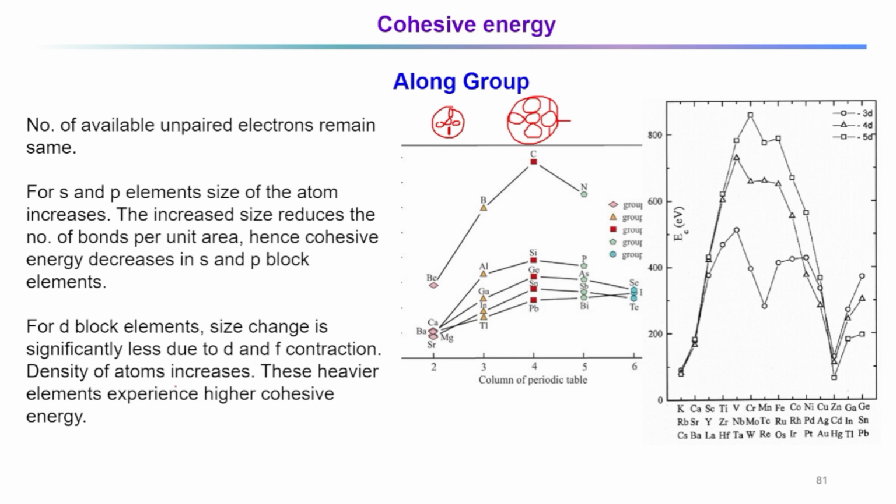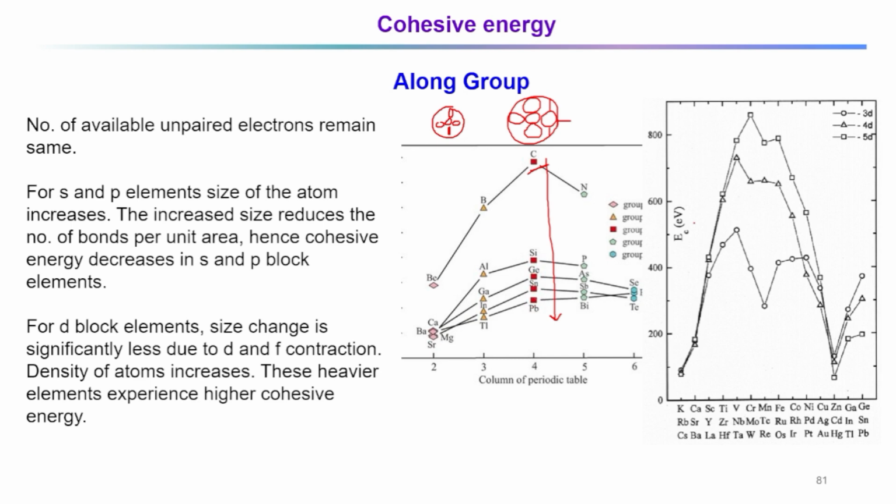So the density of atoms increases. The density of the atom also gets increased, and these heavier elements experience higher cohesive energy. So if you see here, as we go from top to bottom of a group in S and P block elements, we can see the cohesive energy actually decreasing. For carbon, it is maximum, then silicon, germanium, tin, lead, the cohesive energy is decreasing.